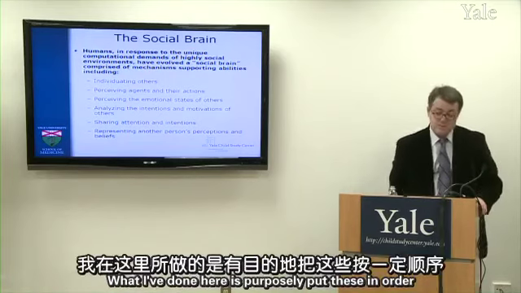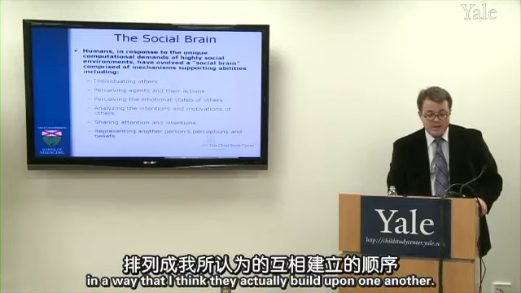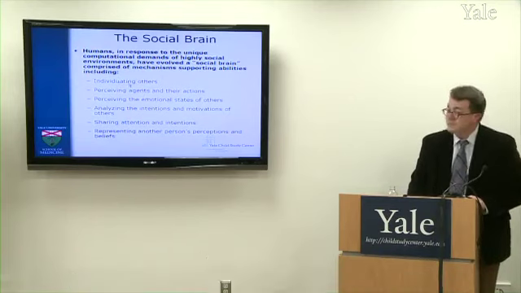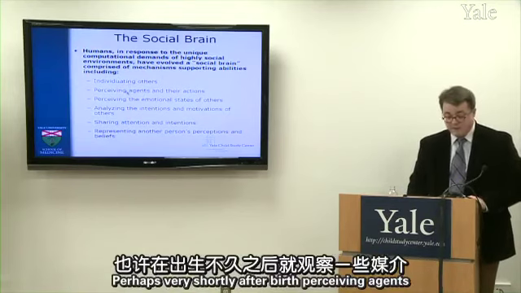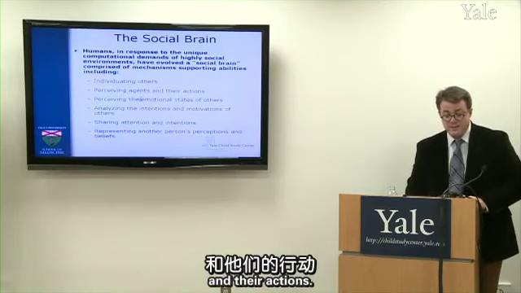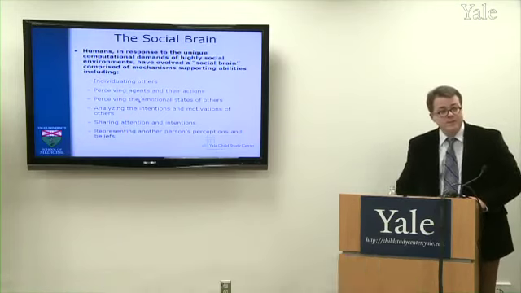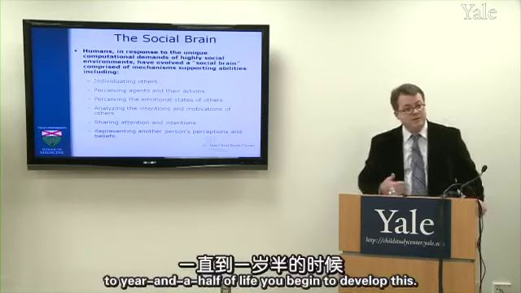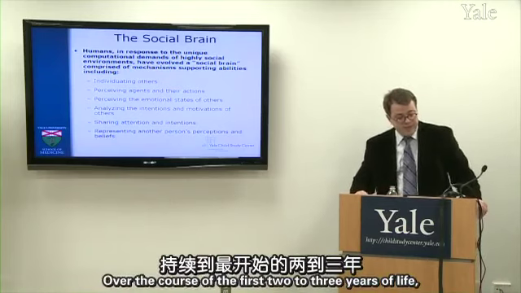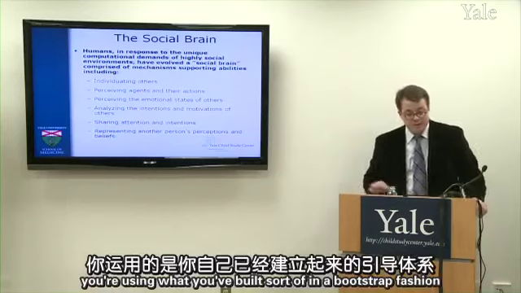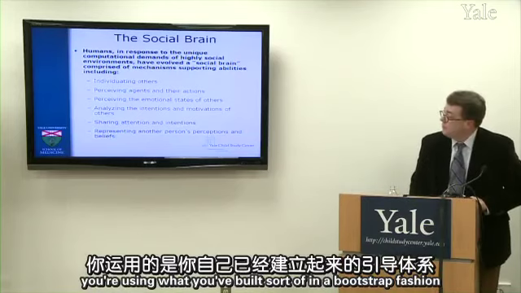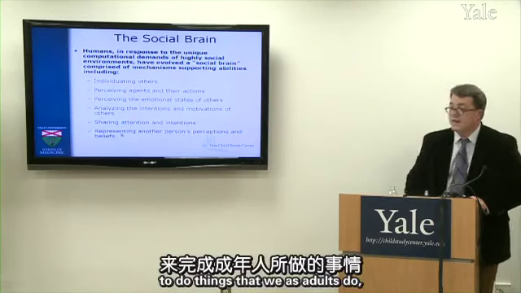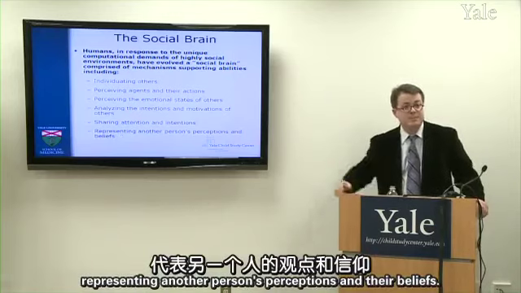And what I've done here is purposefully put these in order in a way that I think they actually build upon one another. So very, very young infants are able to individuate others, perhaps from birth. Perhaps very shortly after birth, perceiving agents and their actions. Perceiving emotional states takes a little bit longer, but still something done within the first year of life. Analyzing intentions and motivations, the first year to year and a half of life. You begin to develop this, and over the course of the first 3 to 4 years of life, you're using what you've built sort of in a bootstrap fashion from these early types of information processing to do things that we as adults do, representing another person's perceptions and their beliefs.